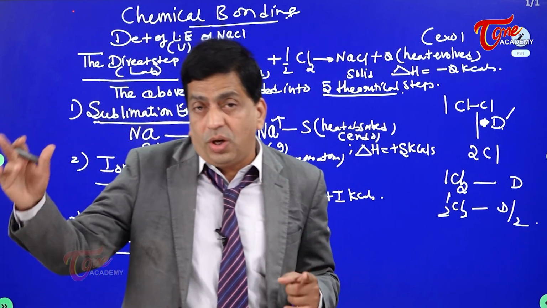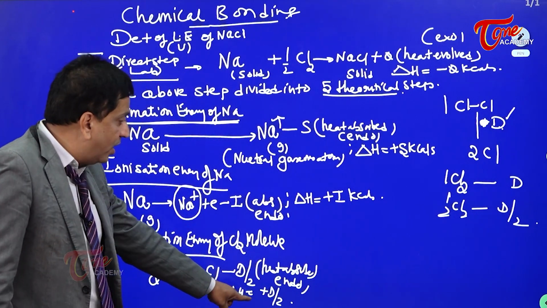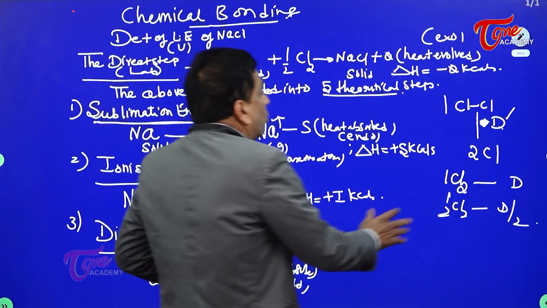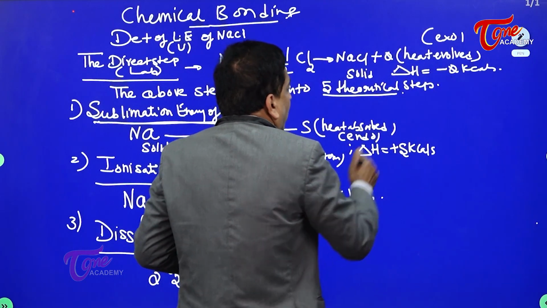We require only half moles. For 1 mole it is D. For half mole it is D by 2. So the dissociation energy we required is D by 2, you must understand. So the 3 steps are finished. Now the remaining 2 steps, let us actually go and check it out.